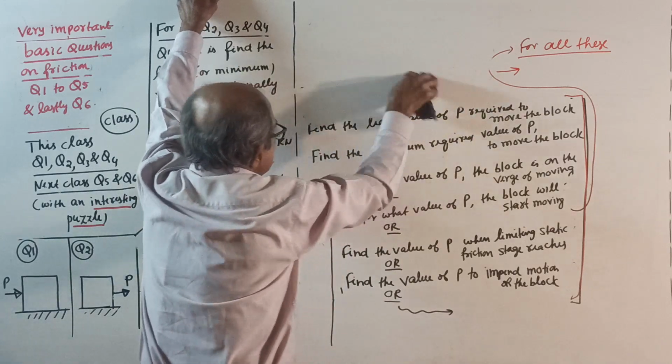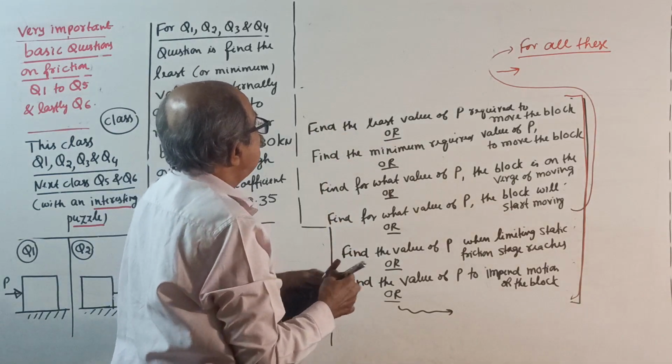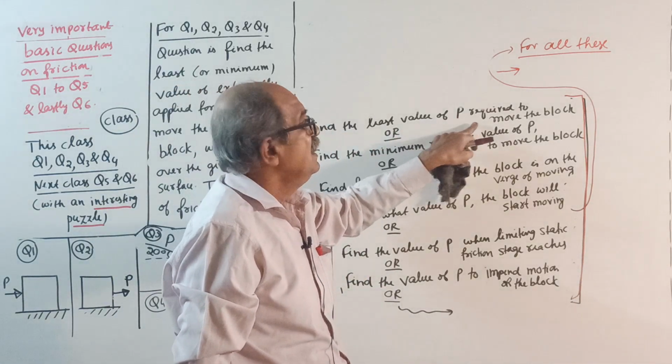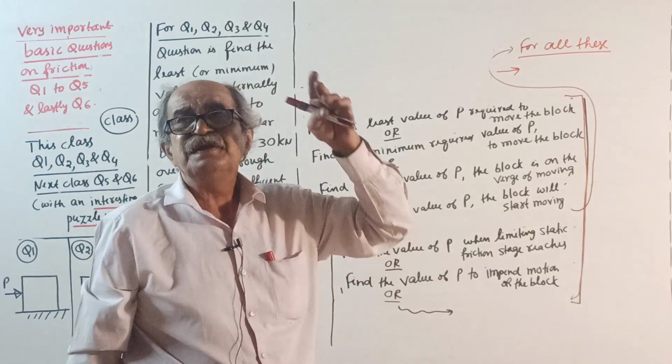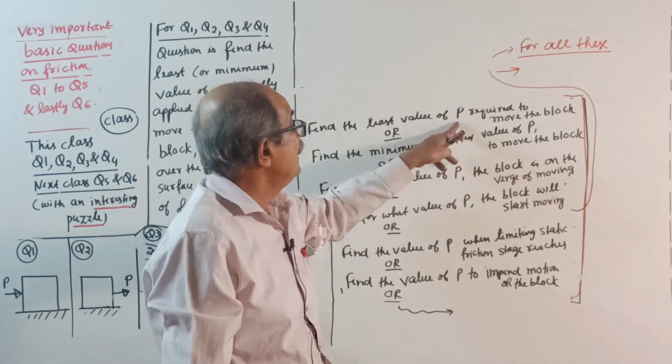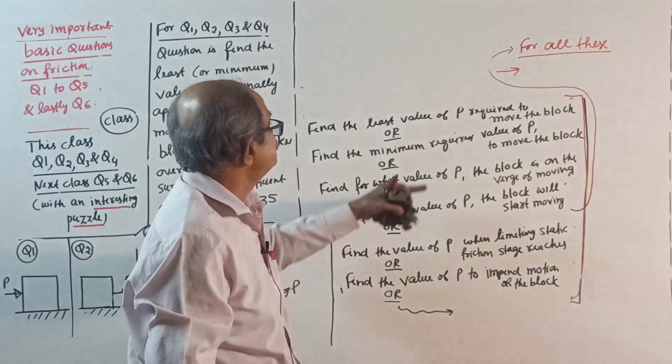Now, see. Now, make a note. Find the least value of P. Today it is P. Tomorrow it can be Q. Next day it can be F. Or next day without any symbol, simply a force. In our class, our question today is P.